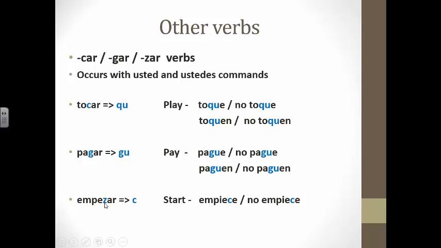Lastly, a zar verb, empezar, to begin or start. Okay, your Z is going to go to C. Don't forget as well that empezar has a stem change. We're going to talk about that in the next slide, exactly where stem changes, if they happen, where they happen. Okay, here, if I'm telling Mrs. Whitman start, I would say empiece. Don't start, no empiece. If I was telling the class start, don't start, I would say empiecen, no empiecen.